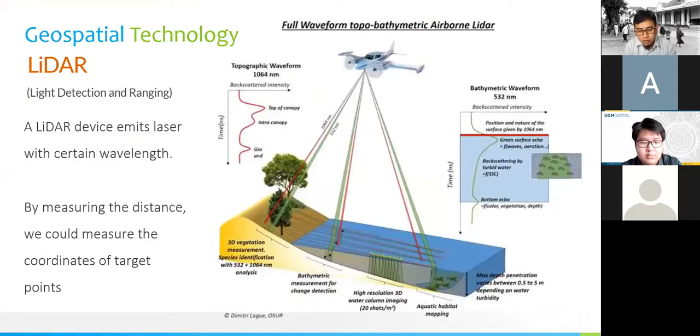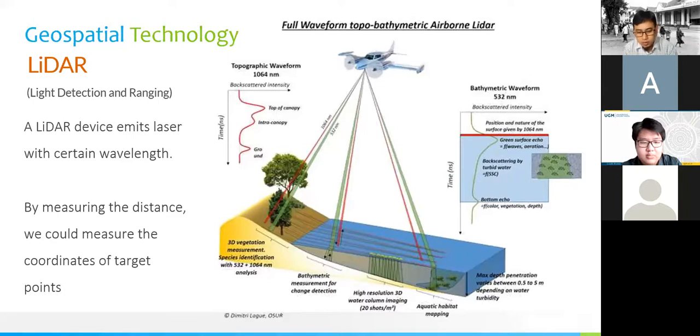And we jump to this slide. We can see that we have LiDAR, one of the geospatial technologies to measure the real world, which I mentioned earlier. LiDAR is one of the technologies that are widely used today. It is light detection and ranging. So the principle is that the device, which is commonly attached to an airplane, emits a laser.